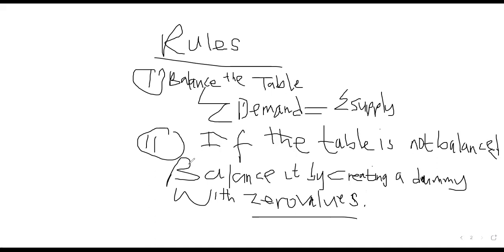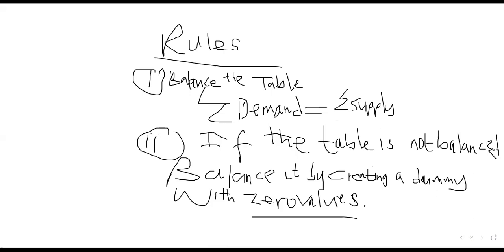So you are going to balance it by creating a dummy with the zero values. So this is what goes on. Now, we are going to look at this question here.